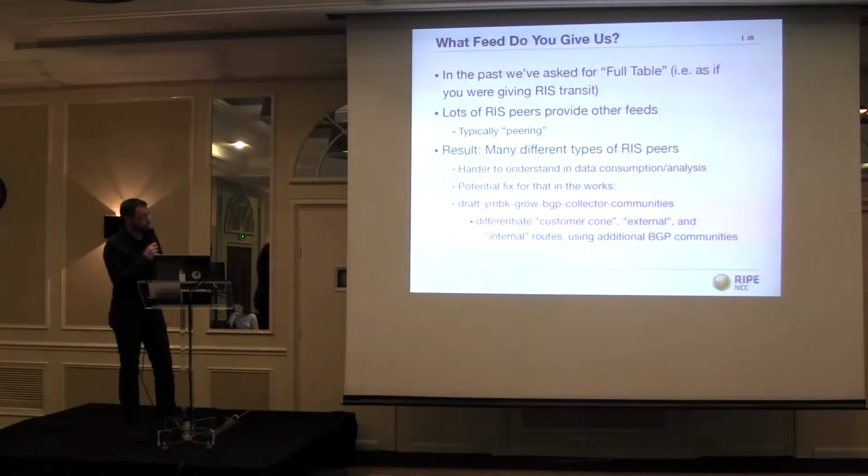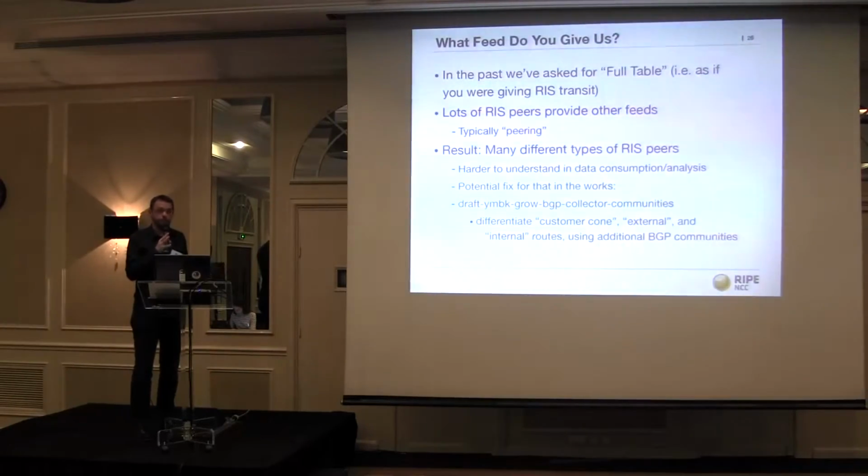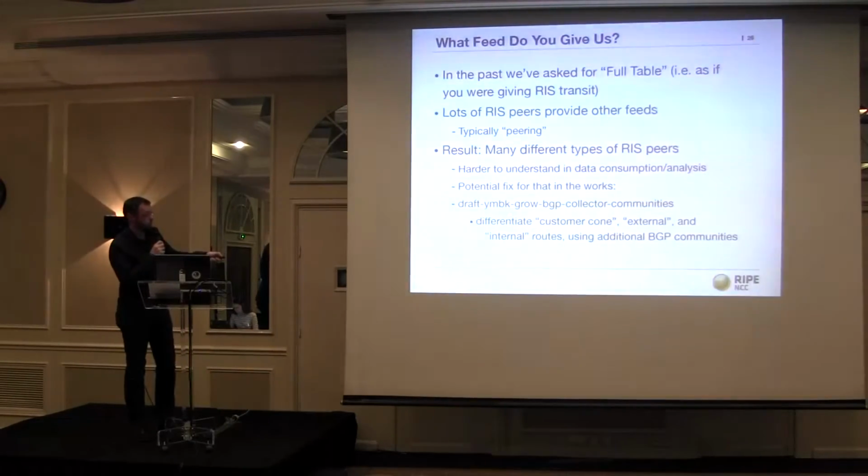The draft basically goes into defining a customer cone, external and internal routes. Customer cone being what you would give a peer. External is transit and peers. We don't want to know about your business relationships. We just want to know what the cone is. And internal routes, that's probably stuff that you shouldn't give to RIS anyway, and you tag that with communities.